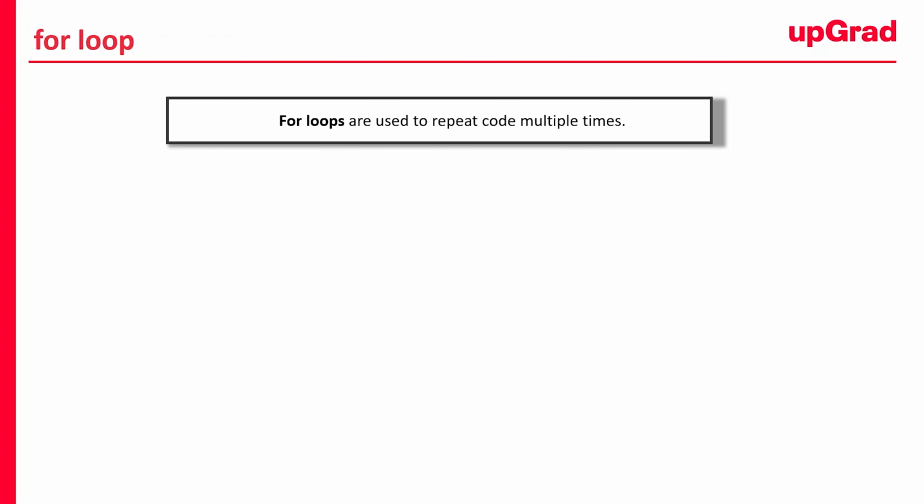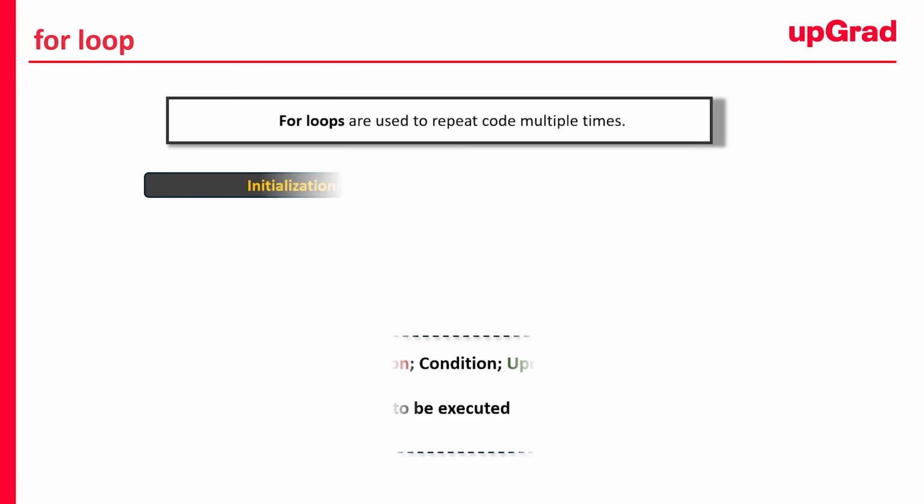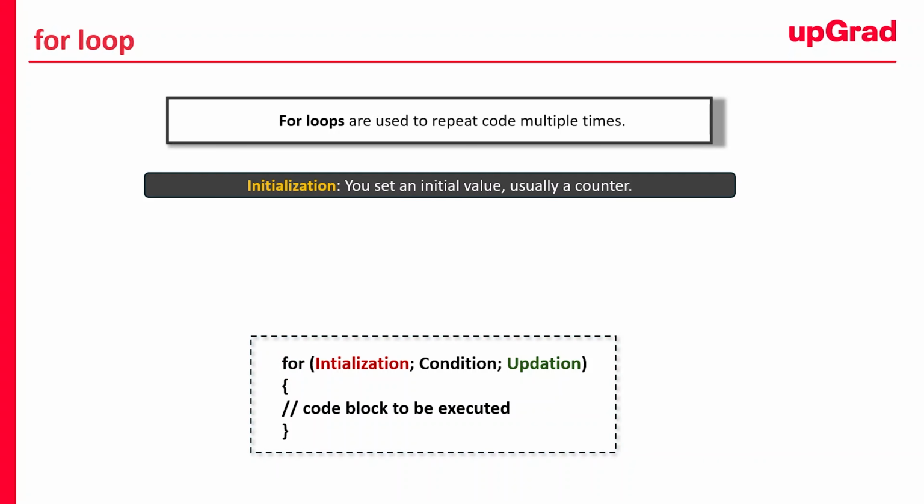So the first thing inside the condition of for loop is the initialization. The initialization is where you set up the starting point of the loop. You define a variable, often called a counter, and assign it an initial value. This step establishes where the loop will begin.